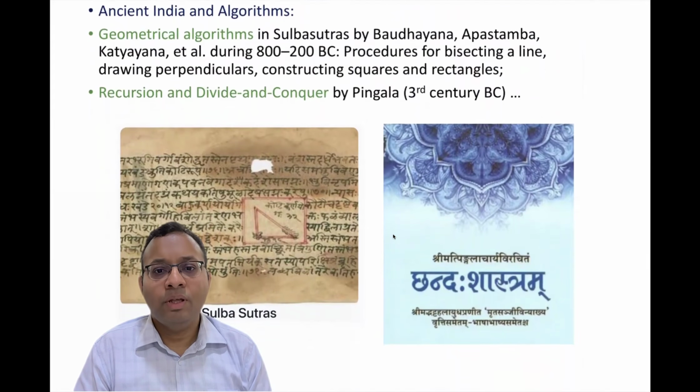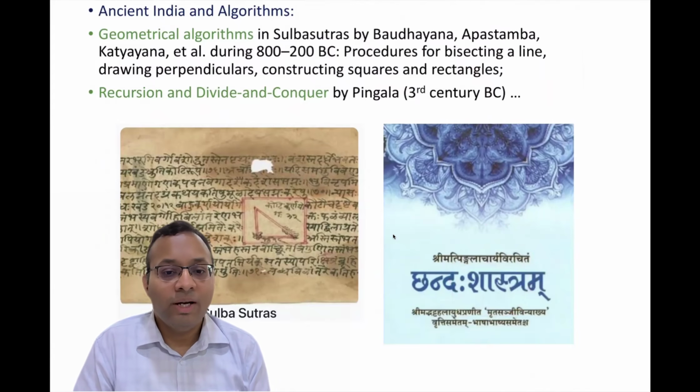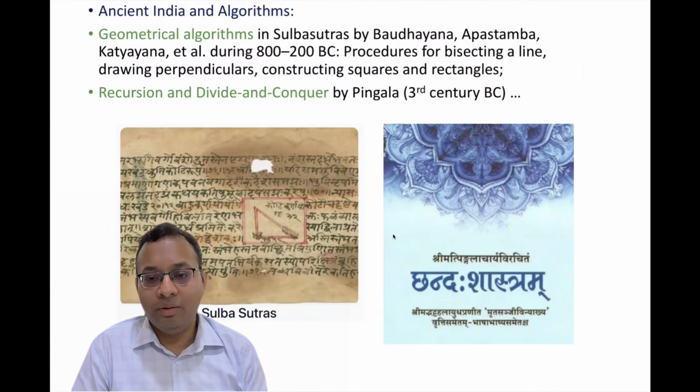These are some examples. There are the Sulba Sutras from 800 to 200 BC by mathematicians like Bodhayana, Apastamba, and Katyayana. They describe a lot of algorithms like bisecting a line, drawing perpendiculars, constructing squares and rectangles, and so on. A primitive form of recursion, dynamic programming, or divide and conquer was found in the works of Pingala in the Chanda Shastra from 300 BC. When I cover dynamic programming, I'll talk about this in more detail.